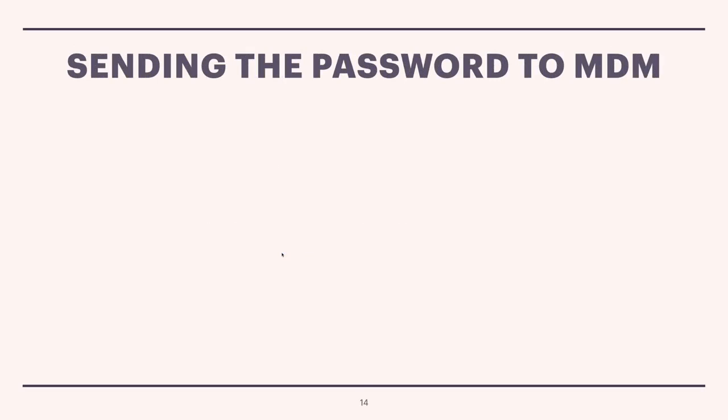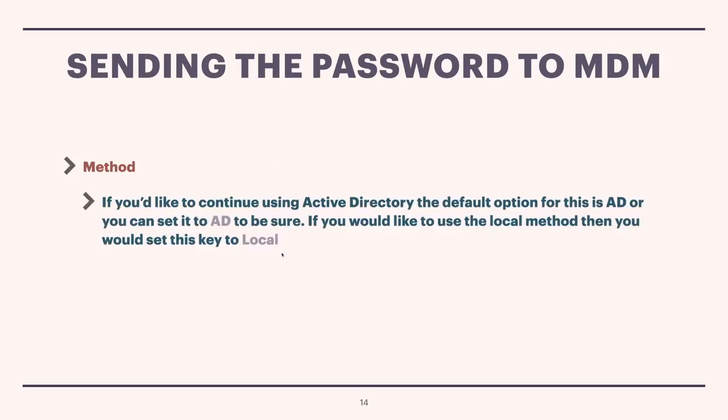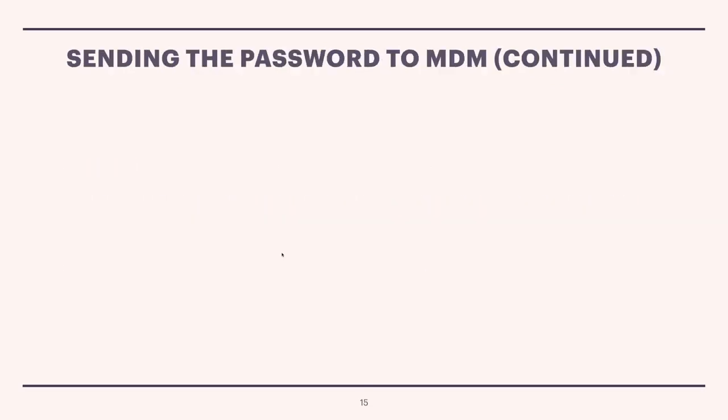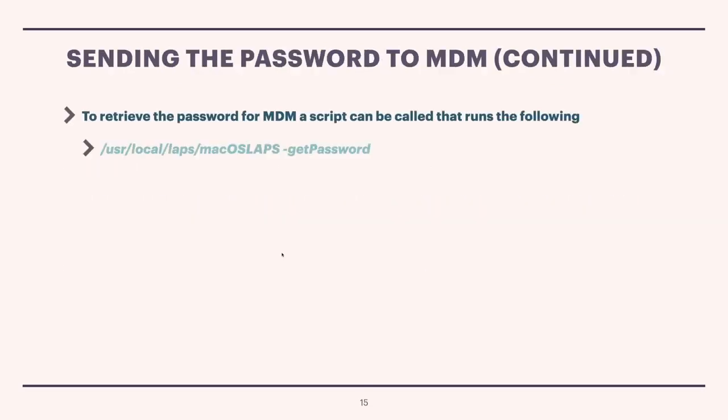So let's talk about sending the password to MDM. Our new method key: if you're using Active Directory, you don't have to specify this key, or if you'd like to be safe, you would just set it to AD. However, if you're in an environment where you don't have Active Directory, you would set this key to Local with a capital L, which means that the password will only ever be recorded in the keychain item. What that will mean is the password will stay on the device, and to get the password we will run this command.